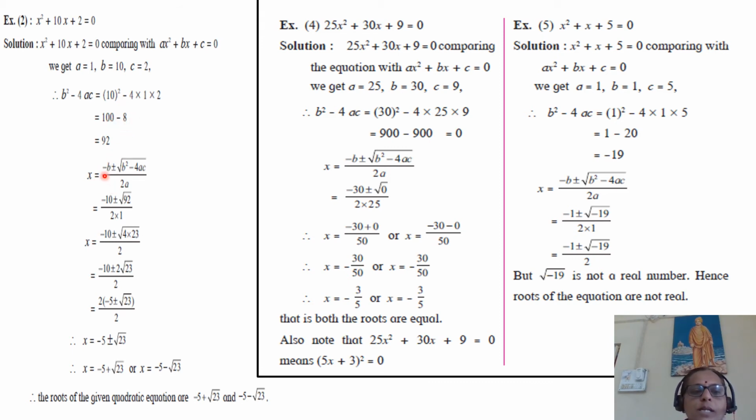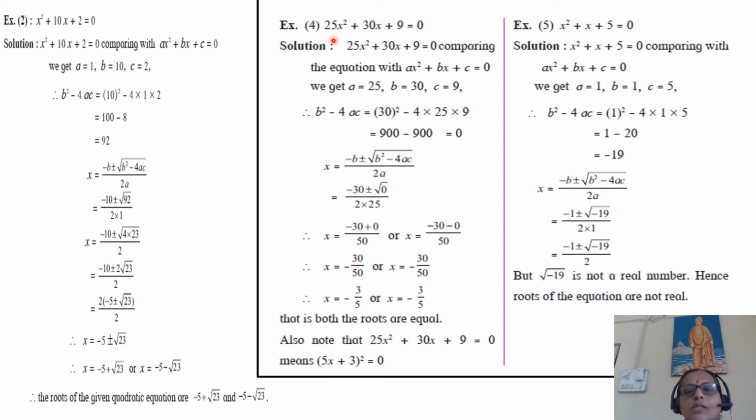So x = (−b ± √(b² − 4ac))/2a. The value of b is 10, so −10 ± √92, divided by 2 × 1. Your answer is x = (−5 ± √23), taking 2 common from this, over 2. You can cancel these two and separate the roots. So −5 + √23 or −5 − √23 are the roots of your given quadratic equation.